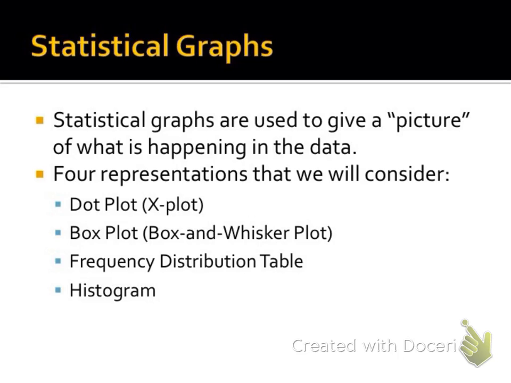So as I said, statistical graphs are used to give you a picture of what is happening in the data, and there are 4 representations that we want to consider right now. We're going to be looking at the dot plot, which is also sometimes called the X plot. We're going to look at the box plot, also sometimes referred to as the box and whisker plot. We're going to look at a frequency distribution table and a histogram.